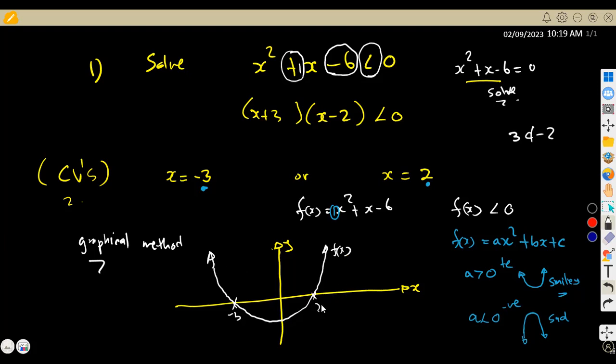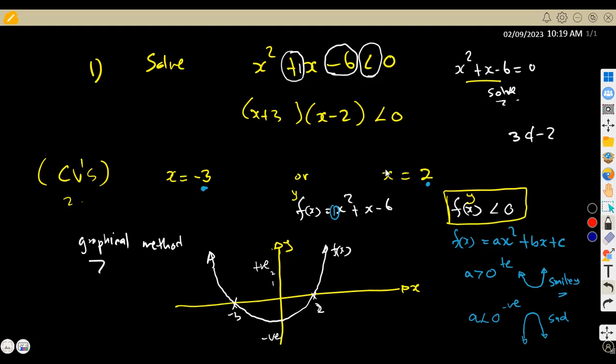Now from our f of x, take note, we are given that f of x, which is x squared plus x minus 6, is less than 0. So where do we find the values which are less than 0? f of x represents y, so you're saying that y is less than 0. Where do we have our y less than 0? Above the x-axis, y is positive, so below the x-axis, y is negative.